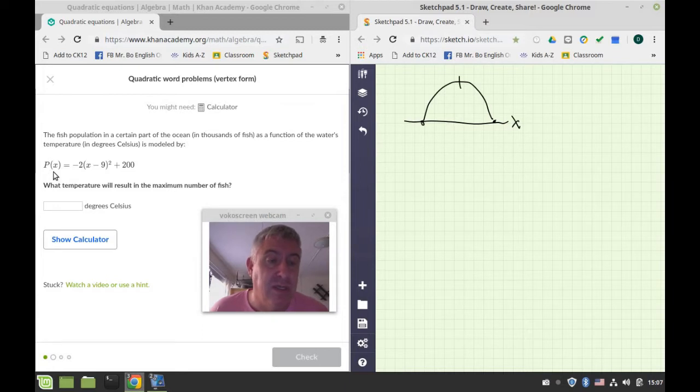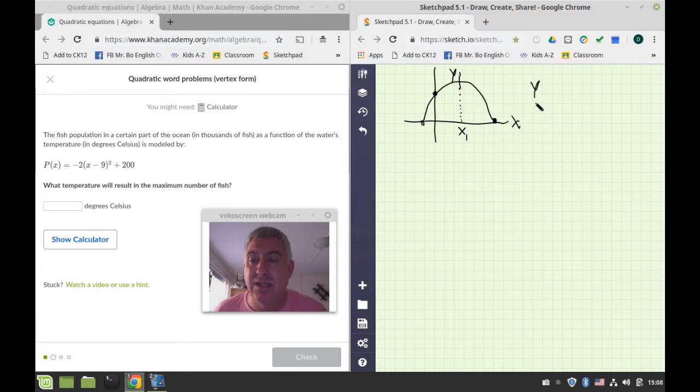This is the equation, and the question is, what temperature will result in the maximum number of fish? And you'll remember from my word problems video, there's really only four questions I'll ask. One is, what is the y-intercept? The other is, what is the second 0? The third is, what is the x for the vertex? And the fourth is, what is the y for the vertex? So if it wants to know about the maximum, you can either ask how many fish are the maximum, or what is the temperature for the maximum? And this one is asking what temperature, so it wants x1.